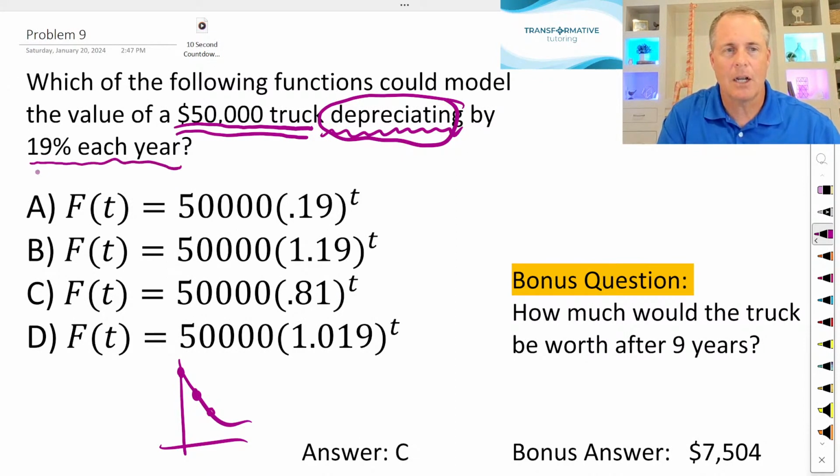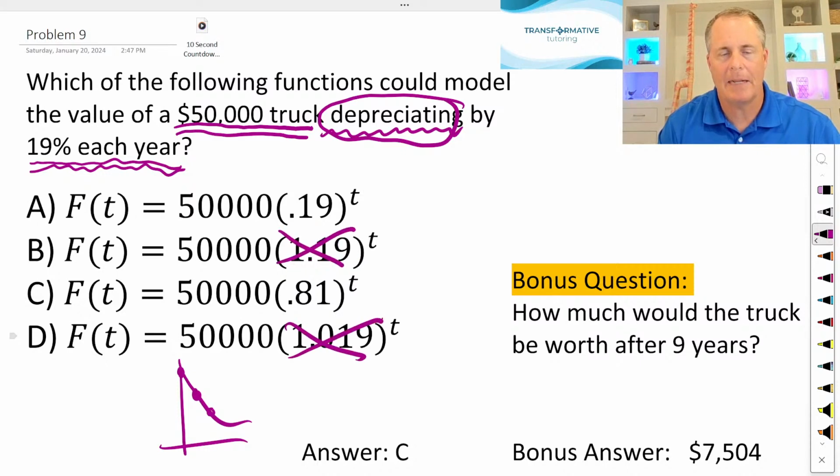But anyways, the truck is depreciating by 19%. So first of all, if it's depreciating, do we want to multiply by something bigger than 1? I don't think so. That's going to make it bigger, right? So these two are automatically out. Probably should turn the 19% into a decimal.